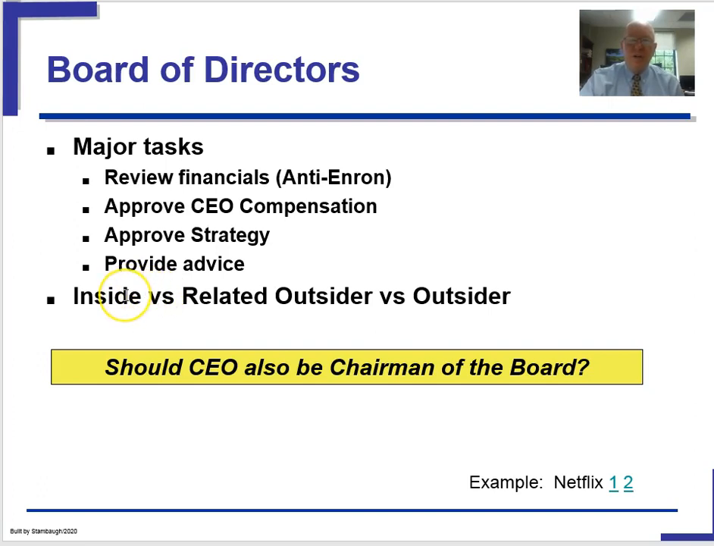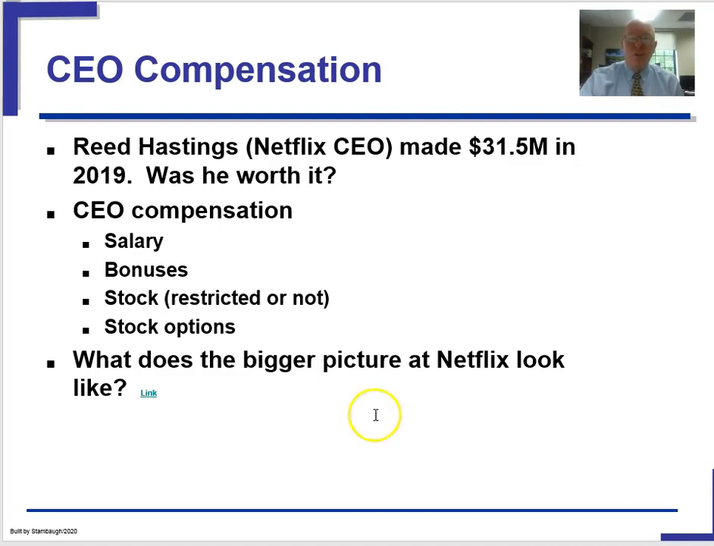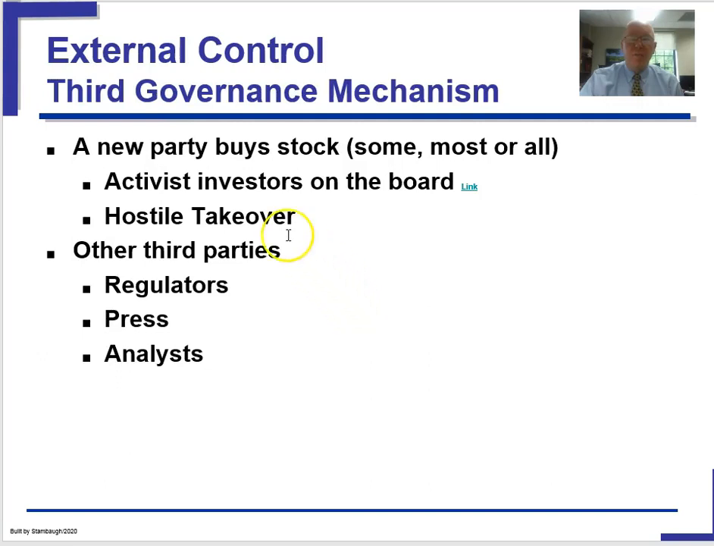That's the idea of insider director versus related outsider versus outsider director. The notion of a lead independent director or a lead outside director, and also the topic of CEO duality, the CEO also serving as the chairman or chairwoman of the board. So those are 3 topics you're going to make sure that you know really well. Also, I think there's 2 questions that have to do with CEO compensation, so make sure that you're very comfortable with that subject.